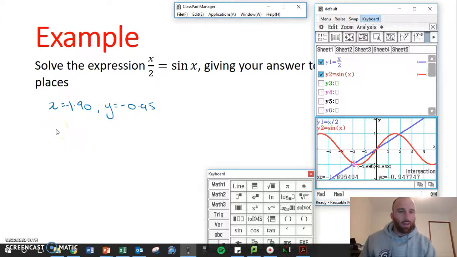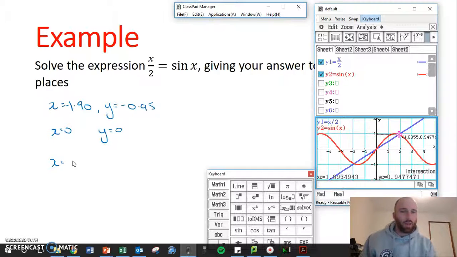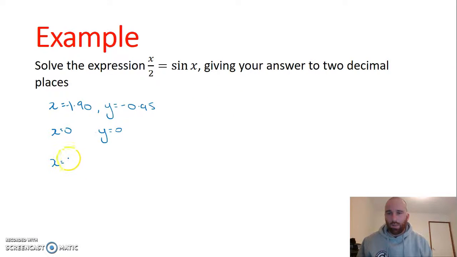When we go back to the calculator and click across, my little pink cursor has moved to the middle. My values are 0 and 0, as I said before, so they were at the origin. So x equals 0, y equals 0. The last one is going to be symmetrical, and the last value is going to be the same, except those coordinates are both going to be positive. So if I go back to my PowerPoint, my x is 1.90 and my y is 0.95. So there are our three solutions.